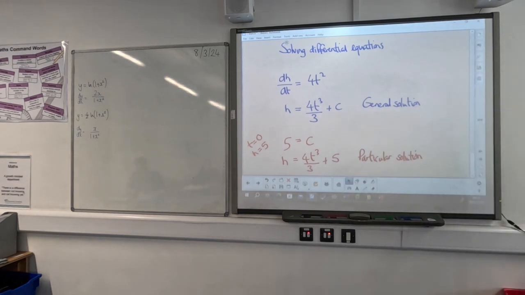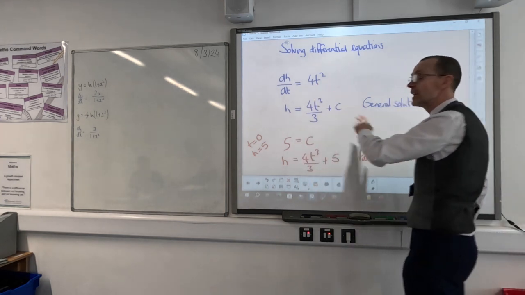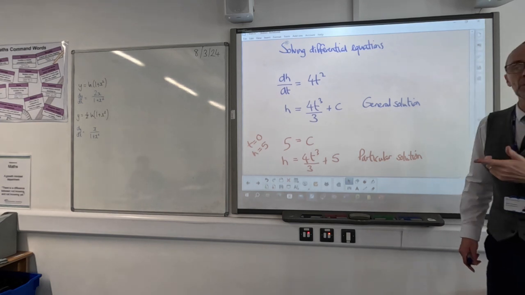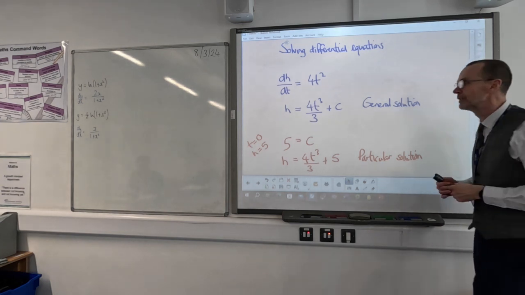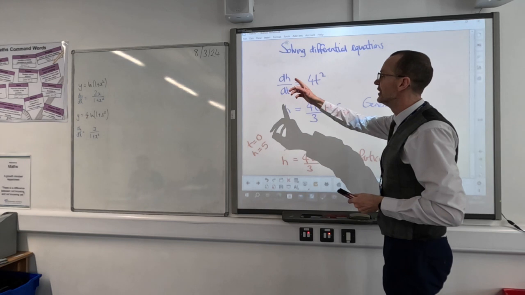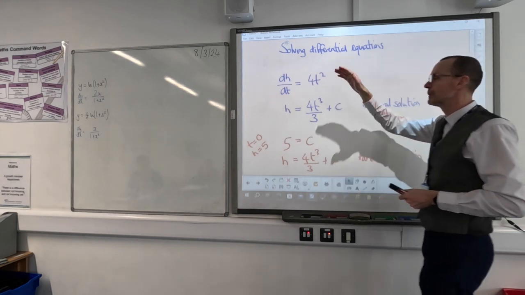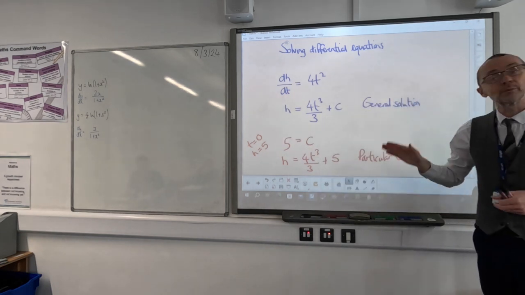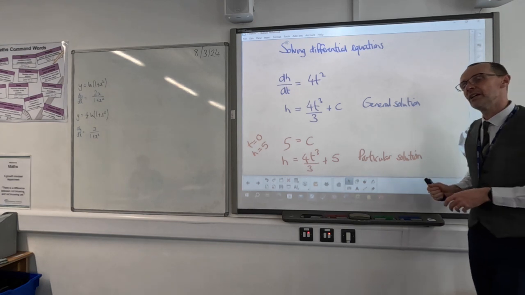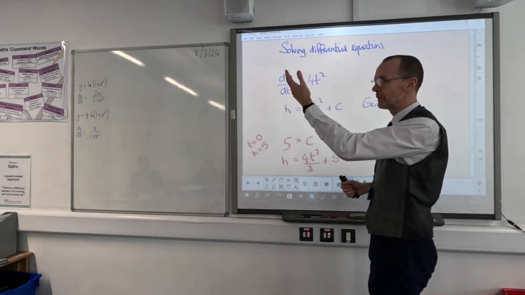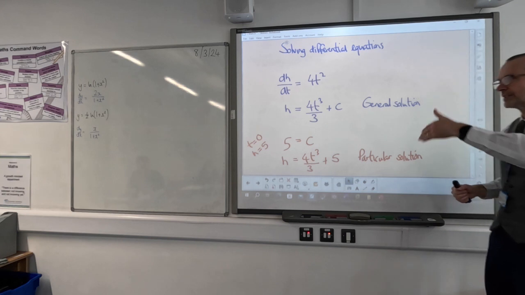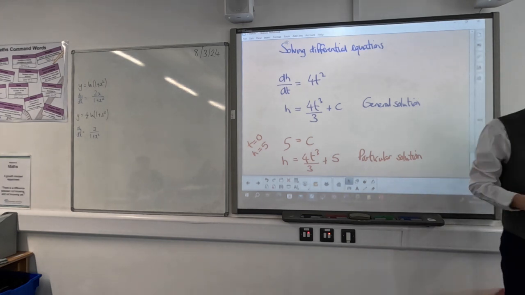In order to solve this differential equation, we just need to integrate once, because this is dh by dt. Therefore, it's referred to as a first-order differential equation. It's the only sort that we meet at A level. But if they had given us d2h by dt squared, we would have had to integrate twice. And we have come across that in mechanics, where if we start with acceleration and we want to know displacement, we integrate twice. That's referred to as a second-order differential equation.